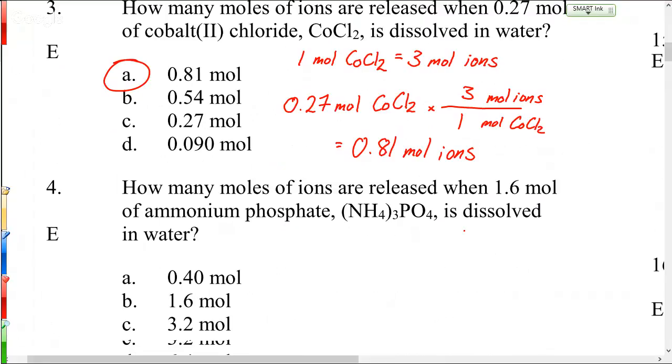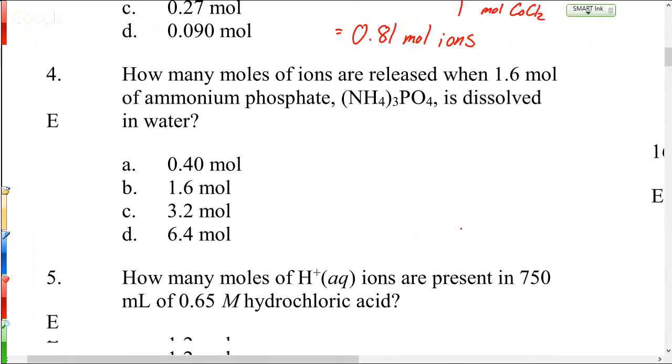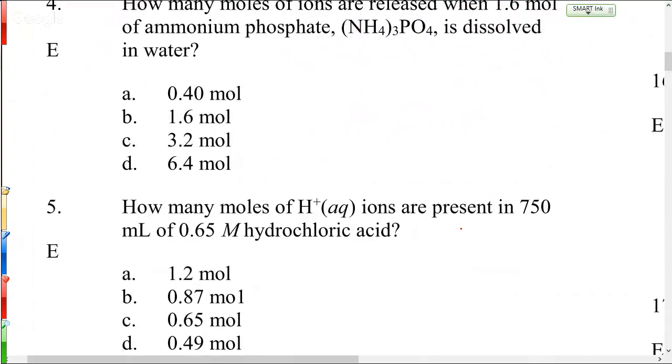All right, try this next one on your own. Similar problem. And if you get that one, try number 4 or number 5.